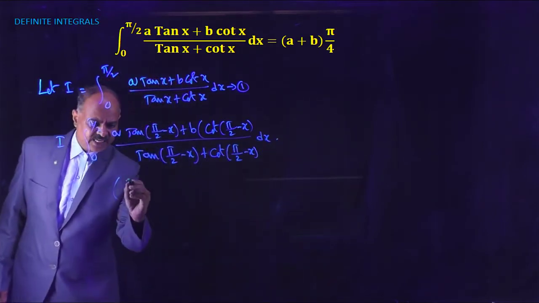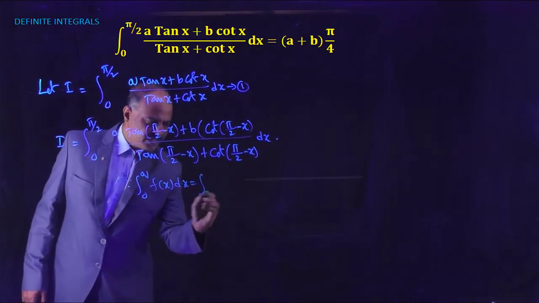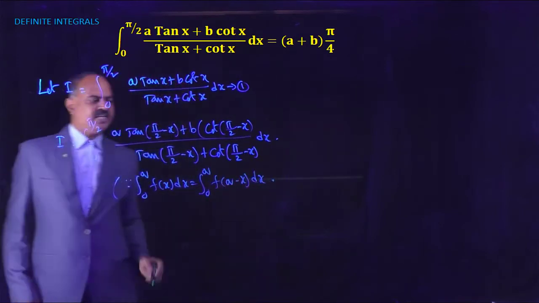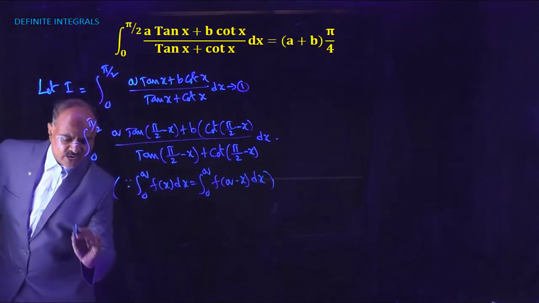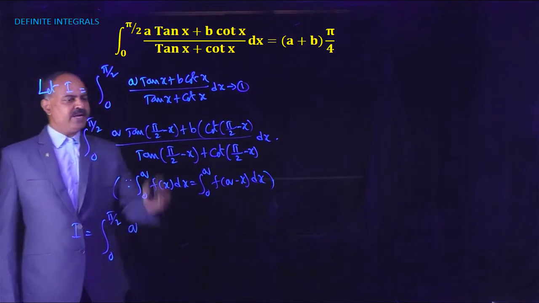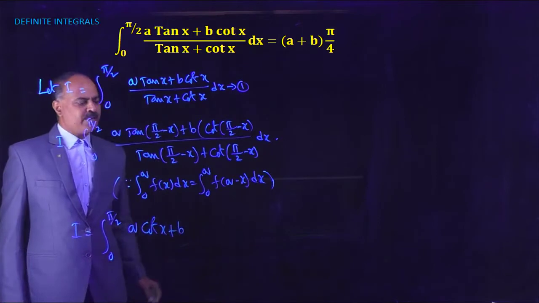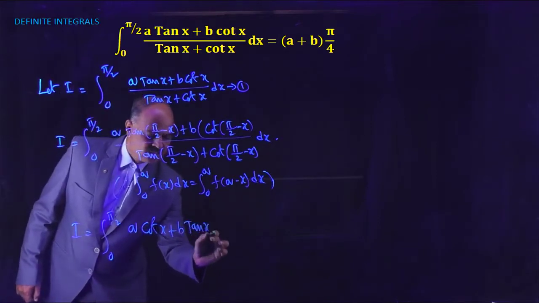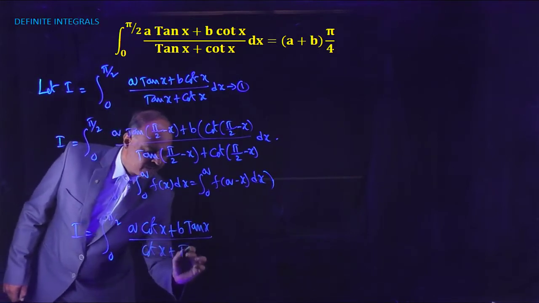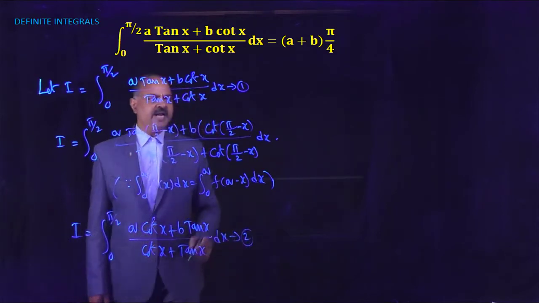Since integral 0 to a f of x dx equal to integral 0 to a f of (a minus x) dx, now I equals integral 0 to pi by 2 of (a into tan of (pi by 2 minus x), that is cot x, plus b into cot of (pi by 2 minus x), that is tan x) divided by (tan of (pi by 2 minus x), that is cot x, plus cot of (pi by 2 minus x), that is tan x) dx. This is equation number 2. Now adding 1 and 2.